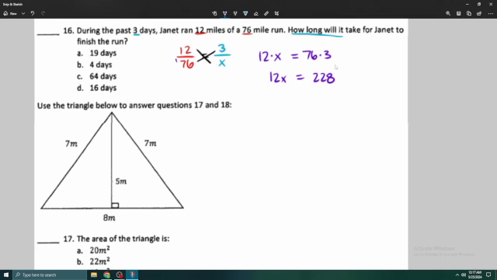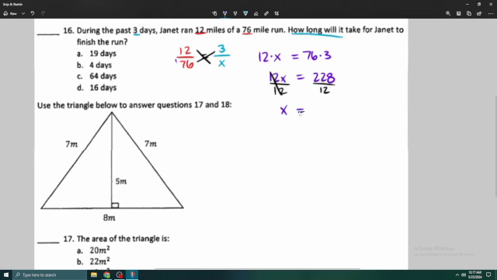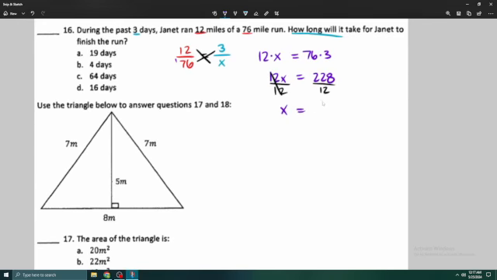All right. I'm too lazy to do the math in my head, but how do we solve for x? Well, we need to get this x on its own, so let's divide both sides by 12. The 12s are going to cancel out. x is going to be equal to 228 divided by 12. Nice even number. Yay. 19 days total should be the time it takes for her to run.